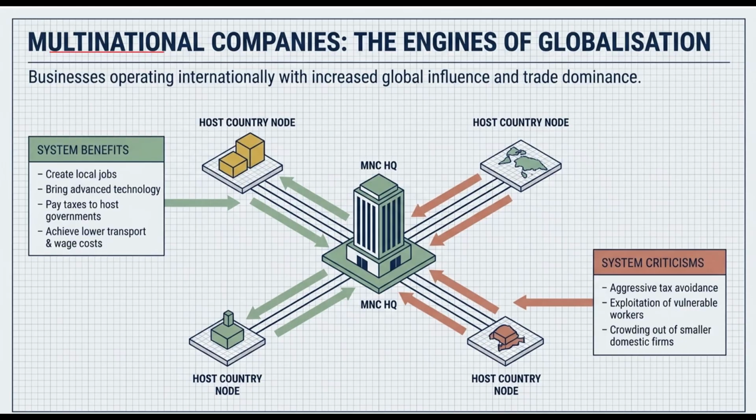Now let's see multinational companies. How do they work, and what's their impact on globalization? Basically, multinational companies or MNCs operate in many countries and play a major role in globalization, right? They are businesses operating internationally with increased global influence and trade dominance, right? They create jobs, introduce advanced technology, and contribute taxes to host countries, right? But at the same time, they may exploit cheap labor, avoid taxes, or weaken local businesses. So while MNCs bring economic growth, government must regulate them carefully.